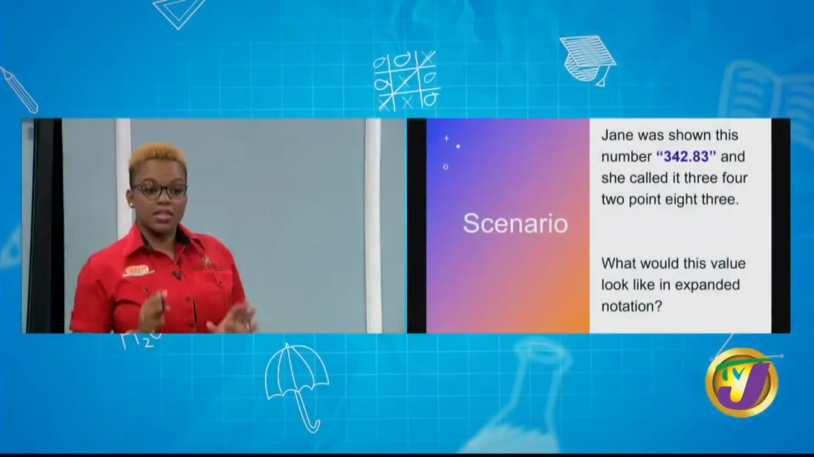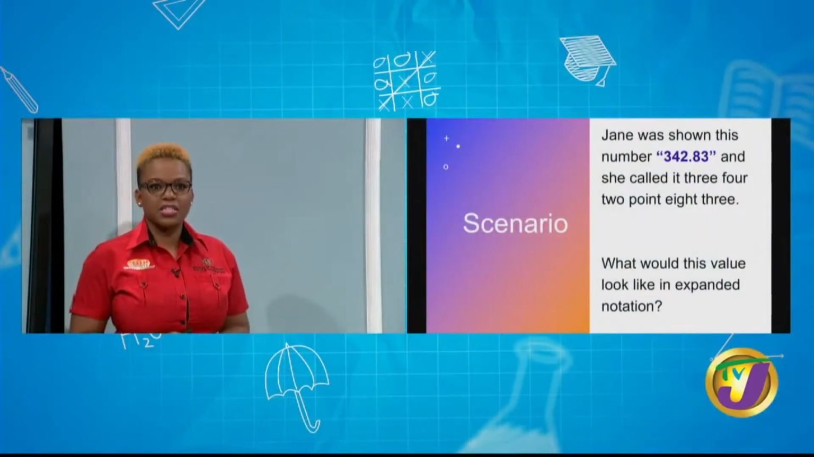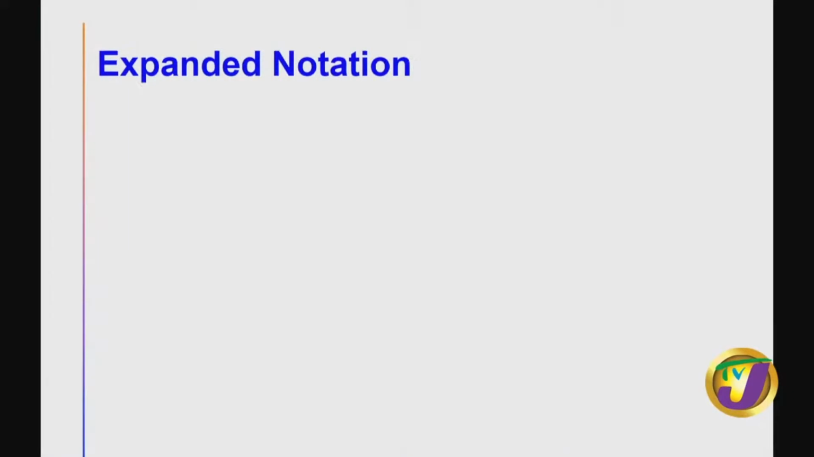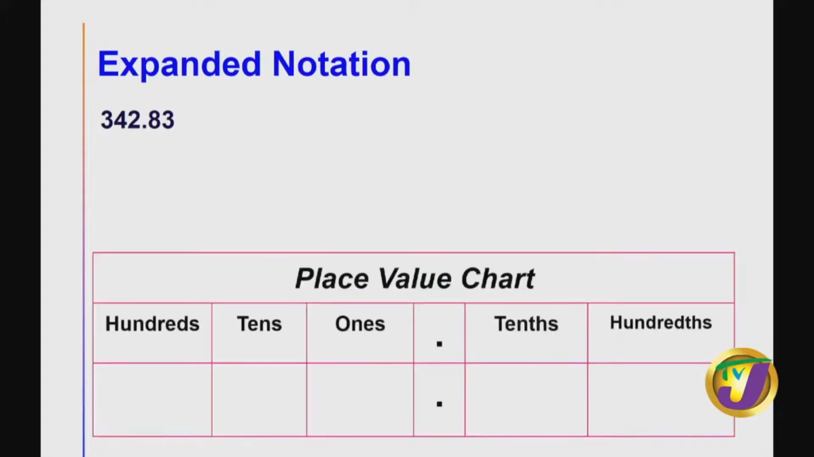All right. Here is another example. Jane was shown this number on the board again by her teacher. 342 and 83 hundredths. And this time, Jane called the number 342.83. And we're going to use expanded notation yet again to help Jane in understanding how to call number names. So we're going to use the same strategy that Brittany spoke of just now.